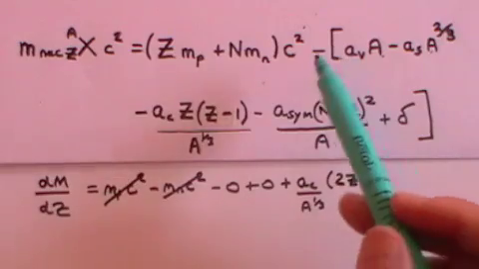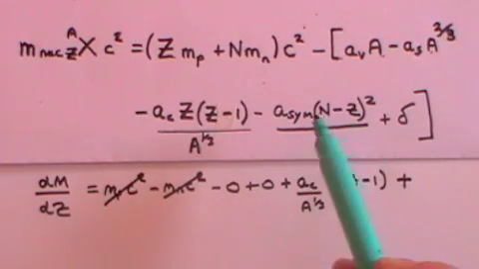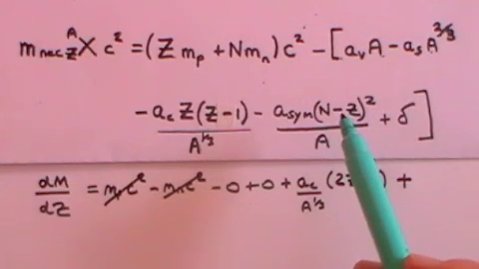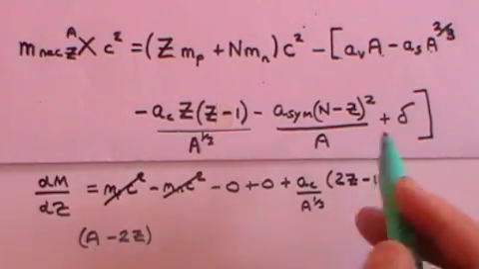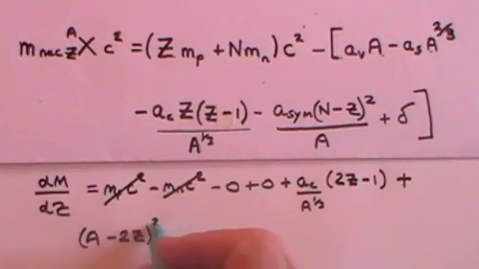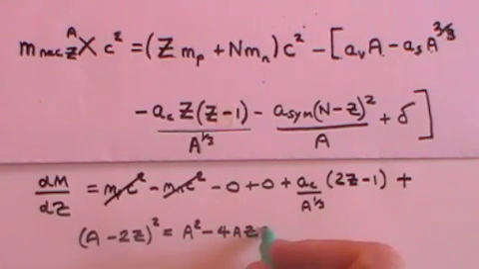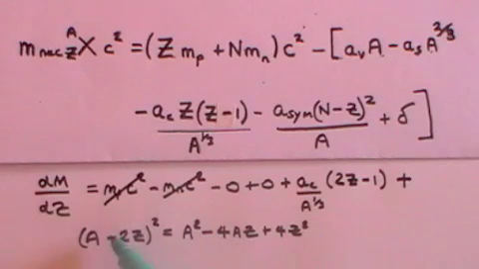And then we're going to get a minus times a minus, which is a plus, this asymmetric term. Now, N is A minus Z, and therefore N minus Z is A minus 2Z. I'll just write that down here, A minus 2Z. That is N minus Z because N is A minus Z. But this is squared, and that's going to give us A squared minus 4AZ plus 4Z squared. That is the square of this.